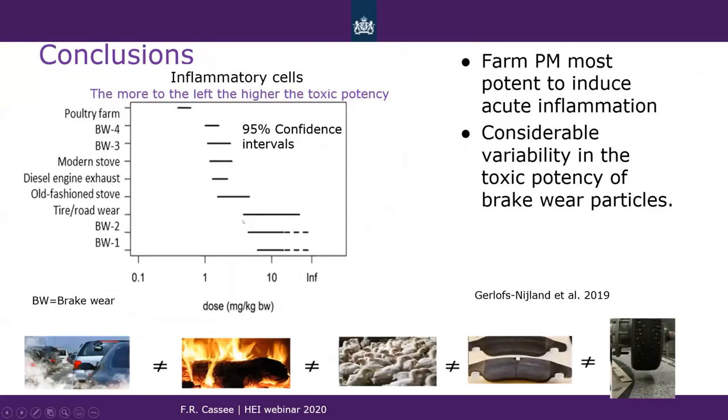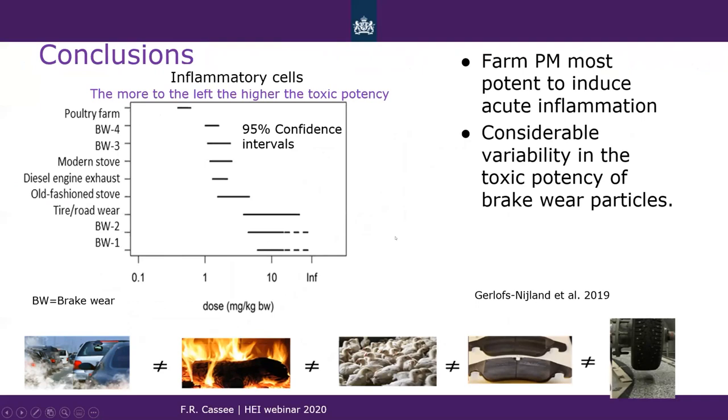Now, if you take all that information and you determine the benchmark dose at 10%, you'll see that poultry farm has the lowest benchmark dose. And I show you only the 90% confidence intervals and not the mean, because you have to consider that entire region. But this is a log scale here. Poultry farm is far more potent than the materials from brake pads, the modern stoves, etc., etc.